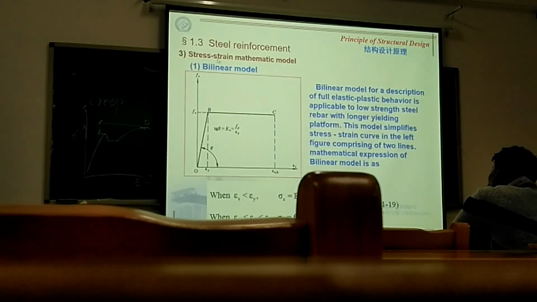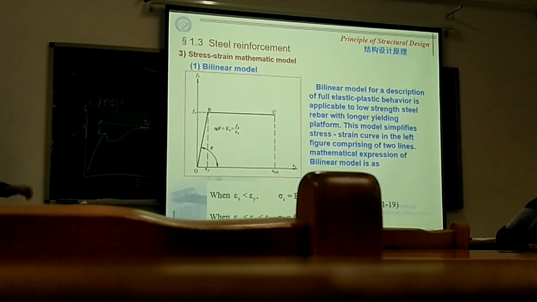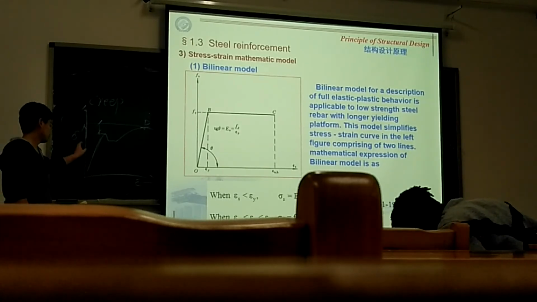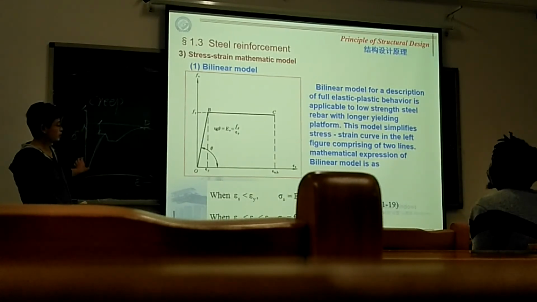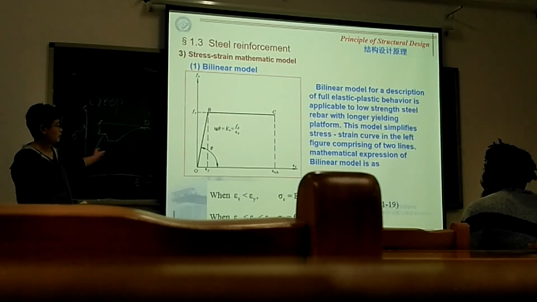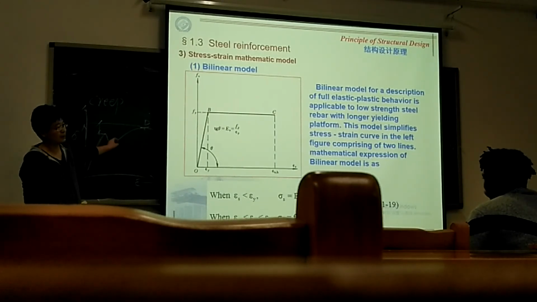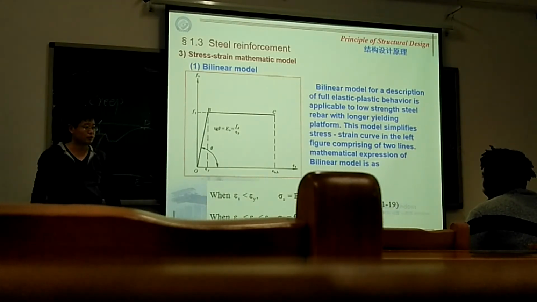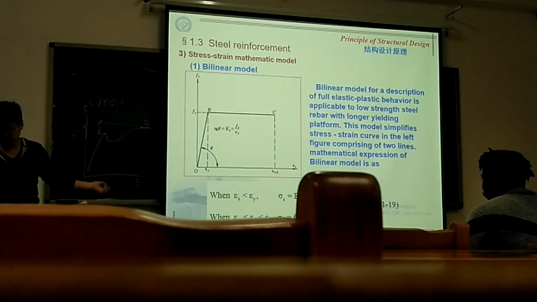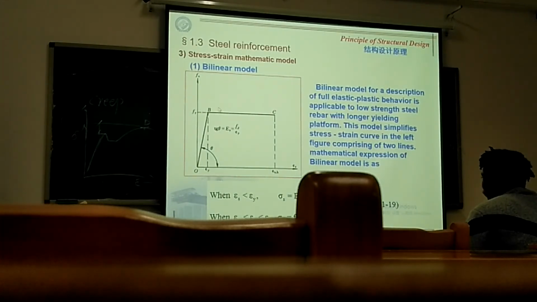And this is the stress-strain model, just like the concrete. The real relation between the stress and strain is like this. But when we do the design or use it for the real project, this is too complicated. It's not easy to use. So we make this simple model. Use these two straight lines, one inclined straight line and then a horizontal line.